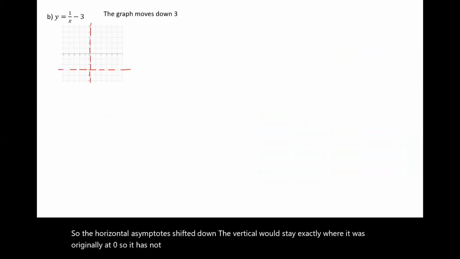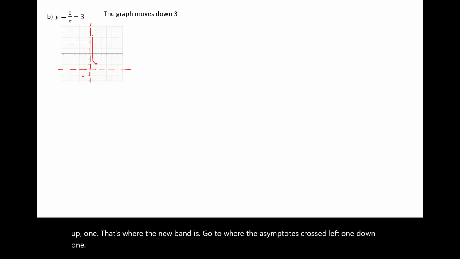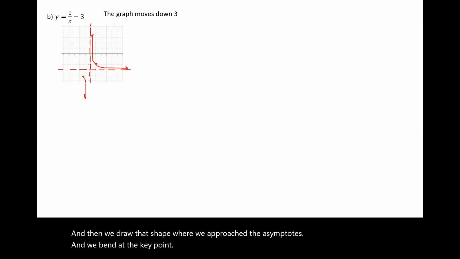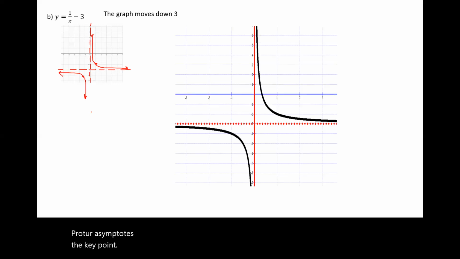Go to where the asymptotes cross. We're going to go over 1, up 1. That's where the new bend is. Go to where the asymptotes cross, left 1, down 1. And then we draw that shape where we approach the asymptotes and we bend at the key point. Approach your asymptote, bend at the key point. Beautiful. And there's our key point again: over 1, up 1, left 1, down 1.